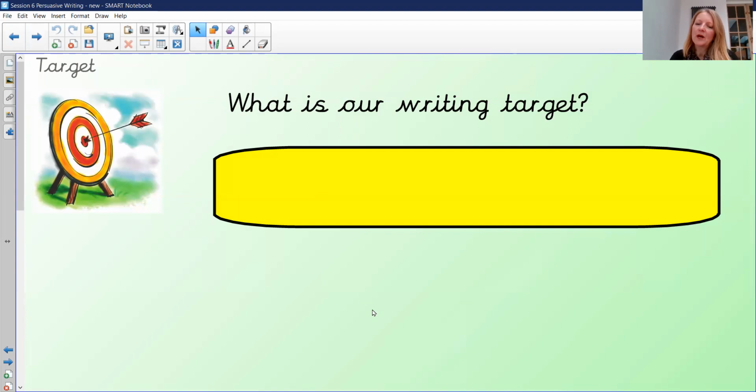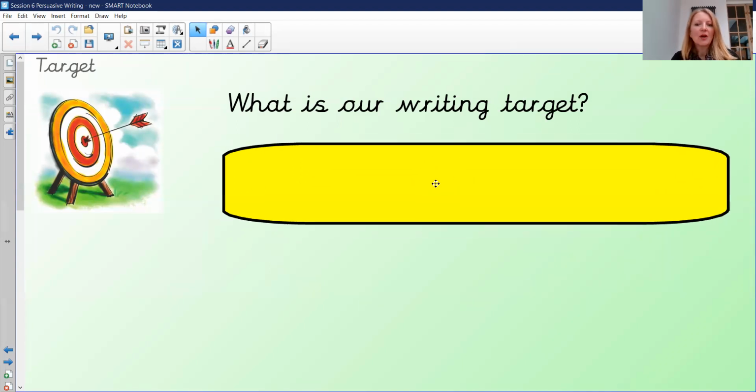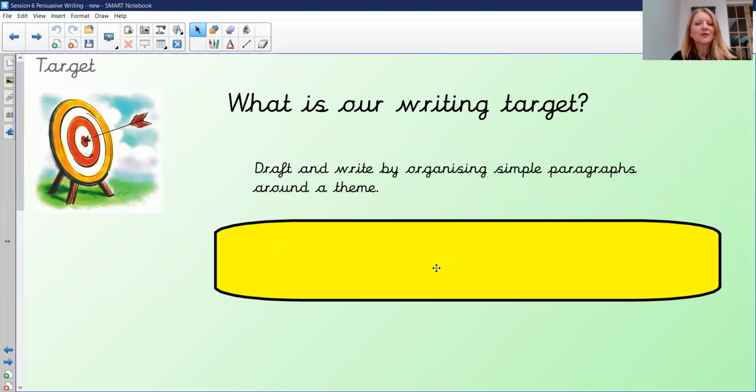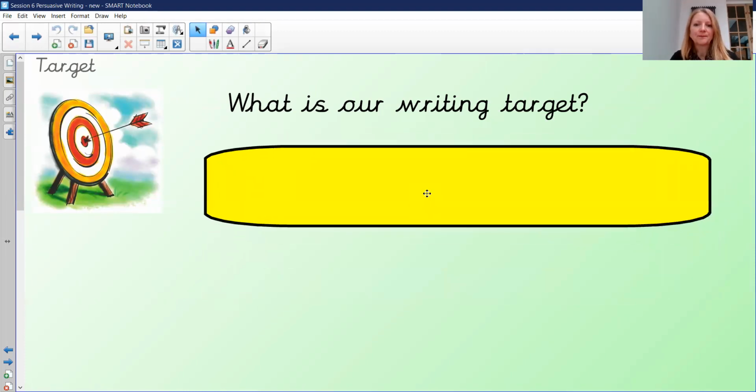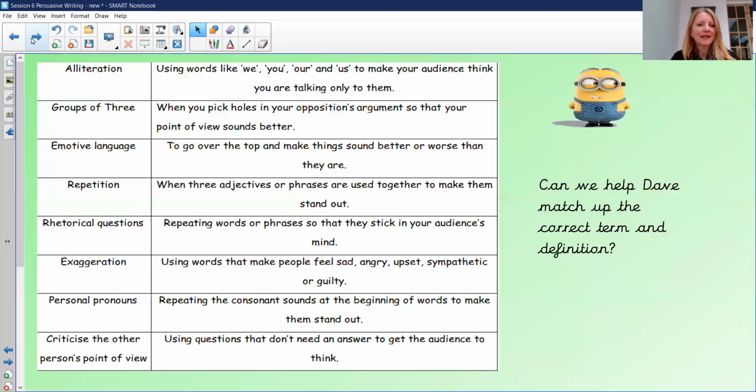So can you remember what our writing target is? What's hiding beneath the yellow blob? It's to make sure we're using paragraphs to organize our writing. Okay, so here's our little minion character, Dave. I think Dave has got things a little bit muddled up.